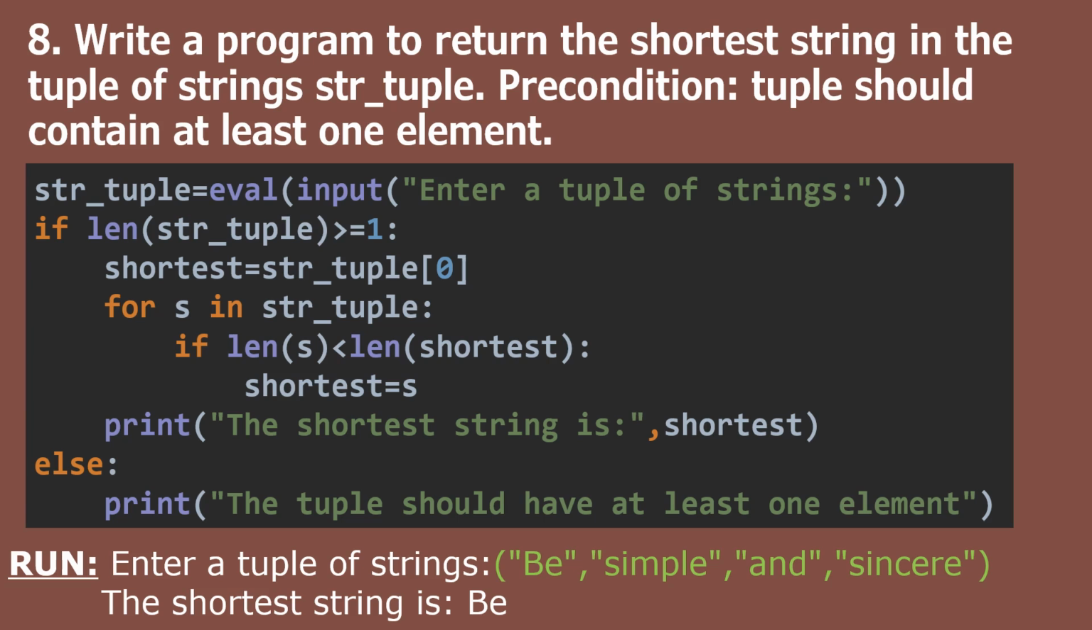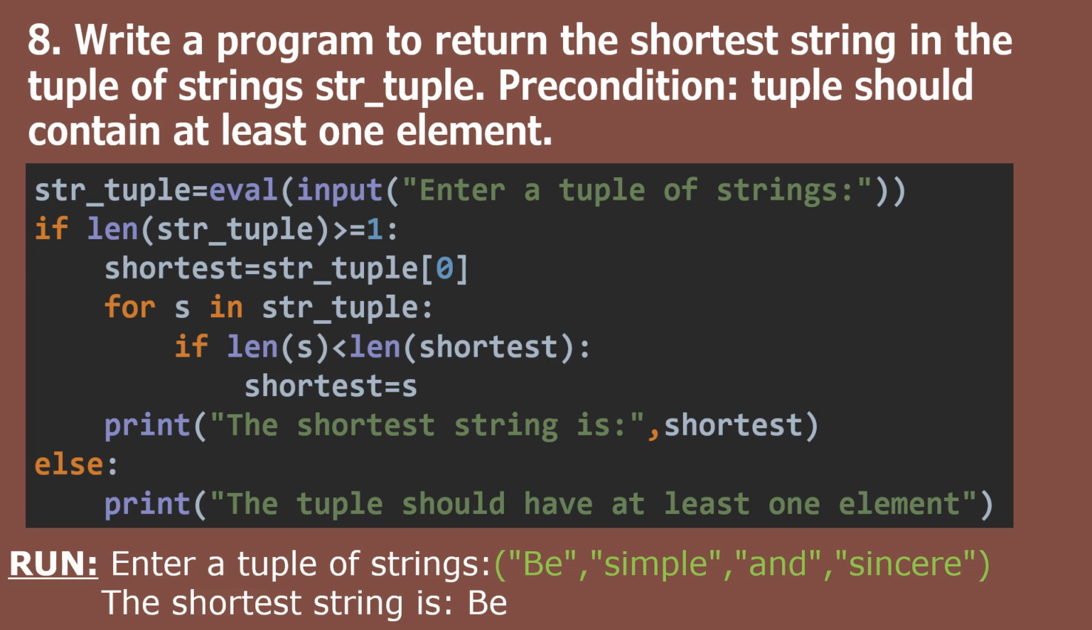That means if the tuple is having one or more than one element, then it will proceed to find out the shortest string. Now, I'll take a variable shortest which will store the first string of the tuple, that is str_tuple[0]. The string which is present at index number 0 will be stored in the variable shortest.